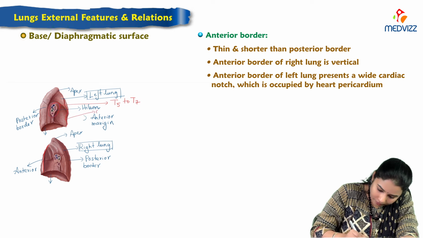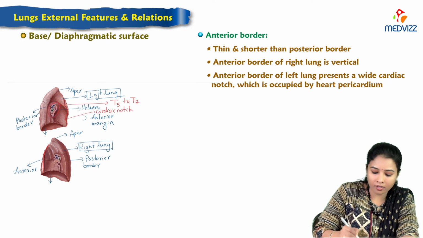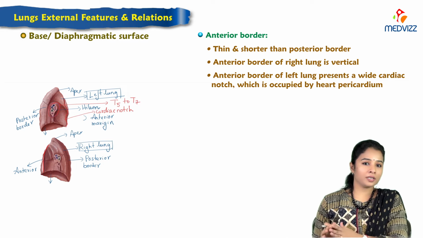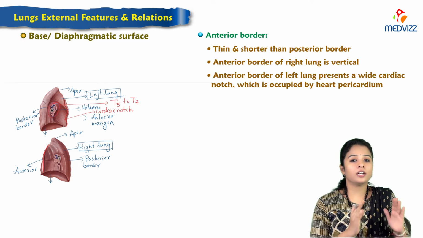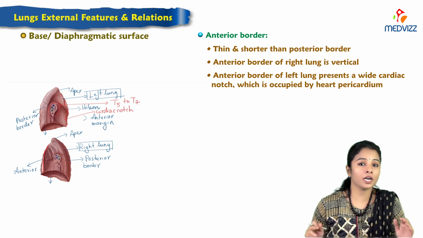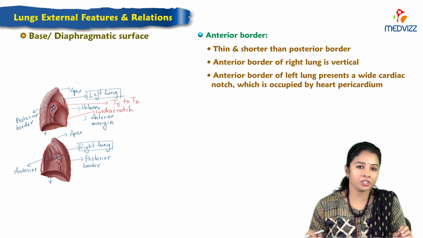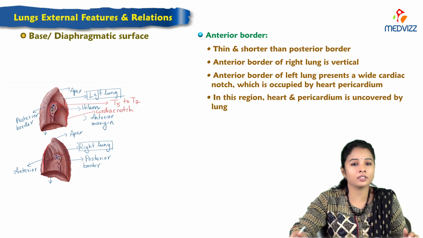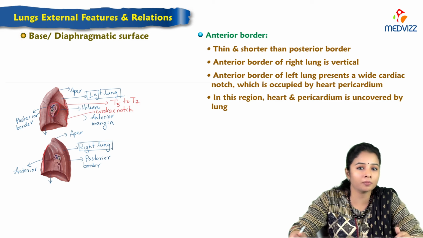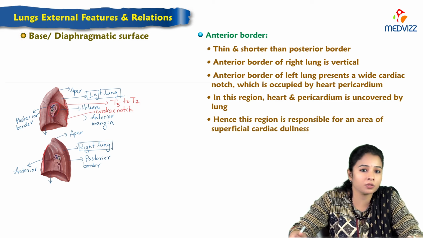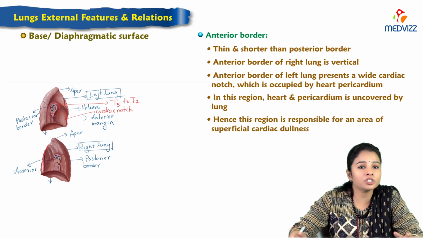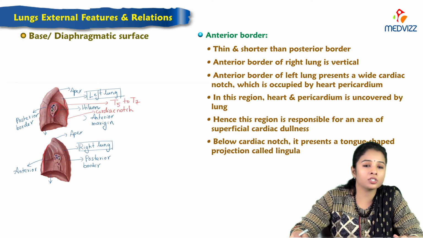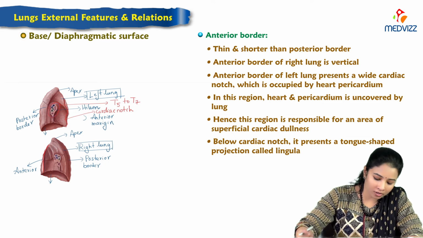So this is the cardiac notch, which is occupied by the heart and pericardium. We know the heart is present on the left side of our body. So the left lung anterior border shows a cardiac notch, which is a very good differentiating feature from the right side. In the left cardiac notch region, the heart and pericardium are uncovered by the lung. Hence, this region is responsible for an area of superficial cardiac dullness. Below the cardiac notch, it presents a tongue-like projection from the left lung, which is called the lingula.